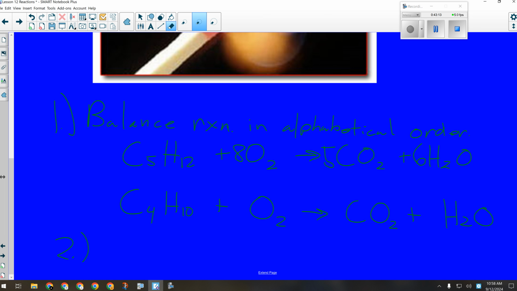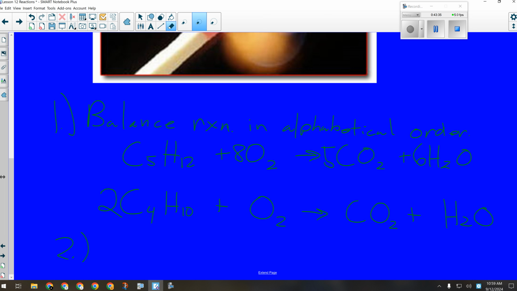Okay? So, you got an even number of carbons, you put a 2 at the start of the reaction. And then follow rule number 1. Okay? Let's see if this works out now. How many carbons do I have? 8. Okay, so what do I need to put here?